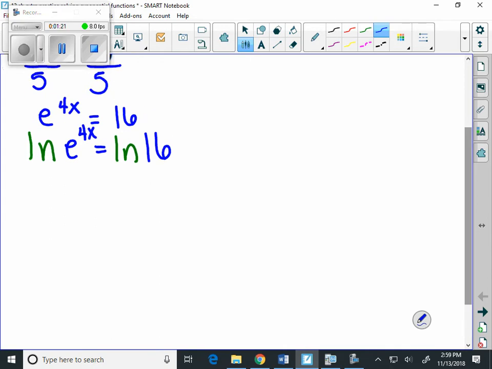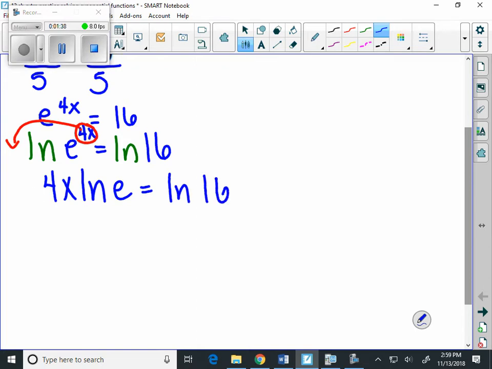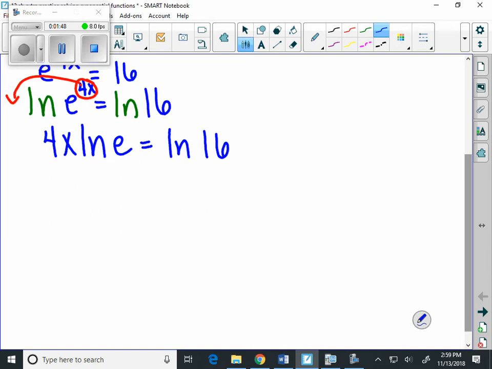And then we're going to use our power rule, which says that we take the 4x. We're going to write it out in front of the logarithm here. So now what we have is 4x times the natural log of e equals the natural log of 16. And we want to solve. But another reminder is think about what the natural log of e equals. And the natural log of e equals 1.